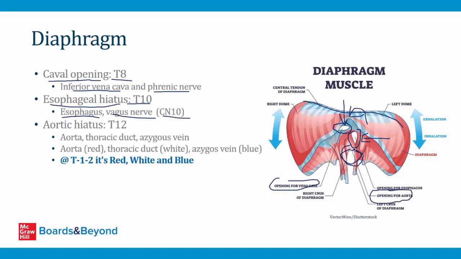And then the lowest opening is the opening for the aorta. That's down here at the bottom. It's at spinal level T12. This is where the aorta passes through the diaphragm, also the thoracic duct and the azygos vein. And a time-honored mnemonic to remember this fact about T12 is: T12, it's red, white, and blue. The reason it's red, white, and blue is red is for the aorta, the thoracic duct carries lymph flow, which is white, and the azygos vein carries venous blood, which is blue.